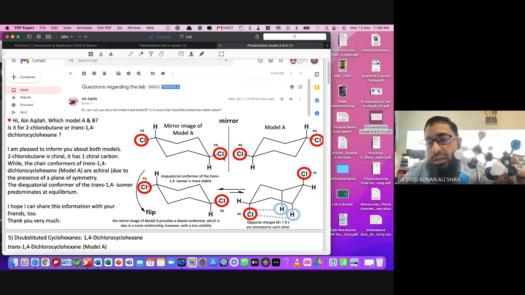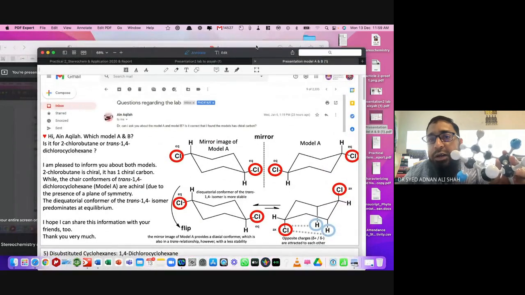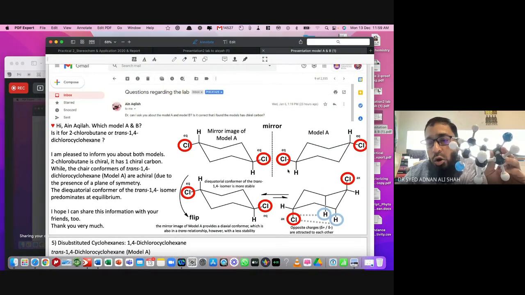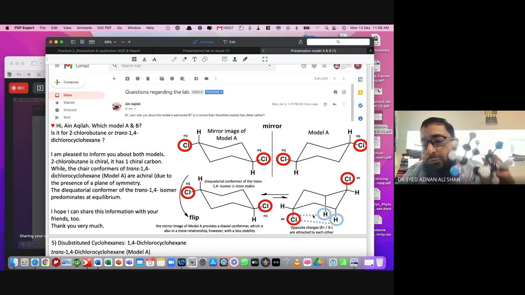You have the chloride on the same plane, on equatorial and equatorial. These are the mirror images of this molecule, right? So they can be interconvertible. If they are interconvertible, that means they are the same compound, but having different conformations. For example, here you can see chloride and hydrogen and hydrogen. Here the chloride is very far away from the hydrogen. So this one is more stable as compared to this one, because in this one opposite charges attract each other, right?